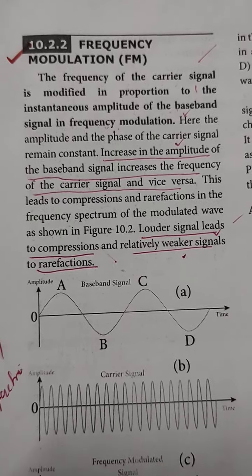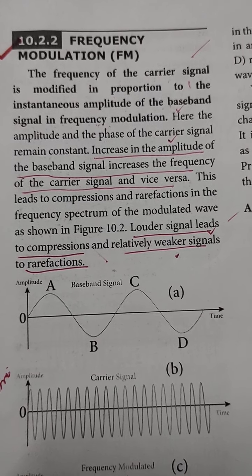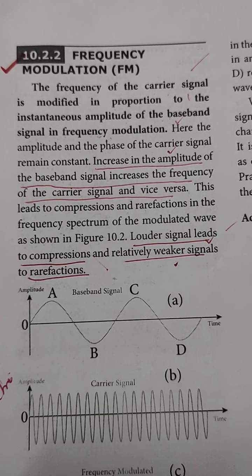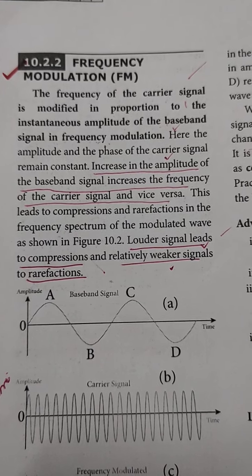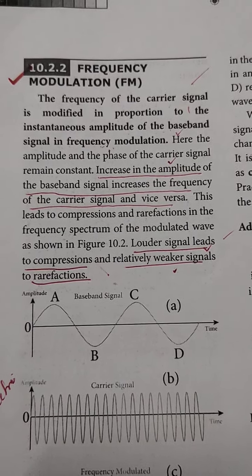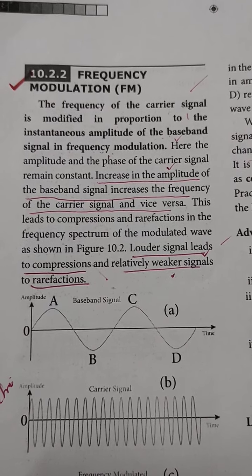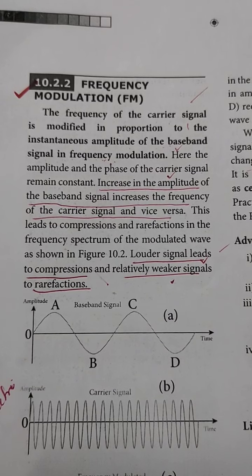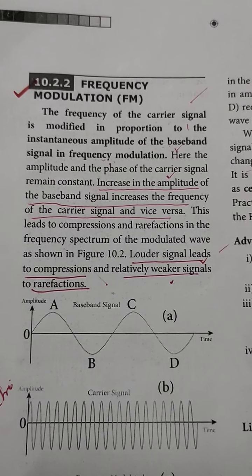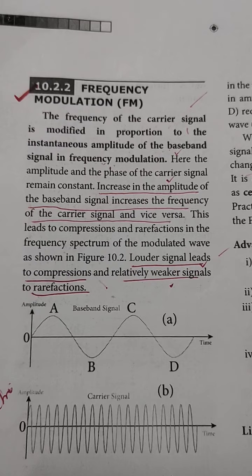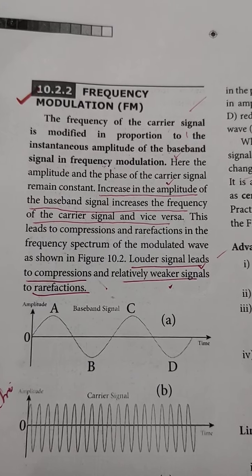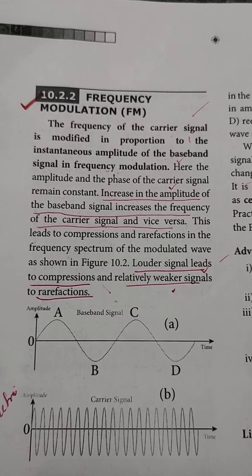The same way here, the frequency of the carrier signal is modified in proportion to the instantaneous amplitude of the baseband signal. This is called frequency modulation. Here, amplitude and phase of the carrier signal will be constant, only changing the frequency. So, increasing the amplitude of the baseband signal also increases the frequency of the carrier signal, and vice versa.